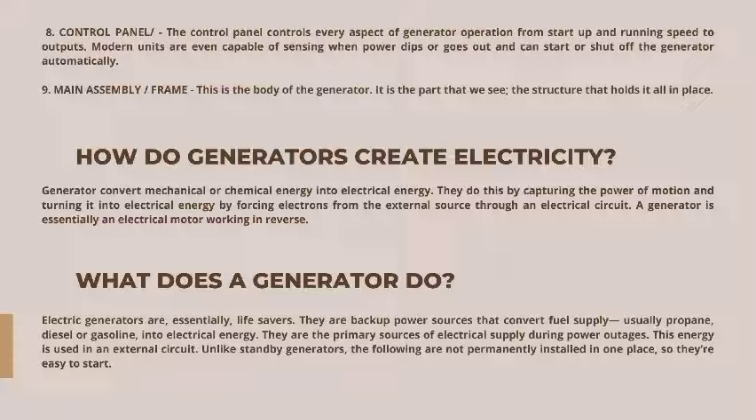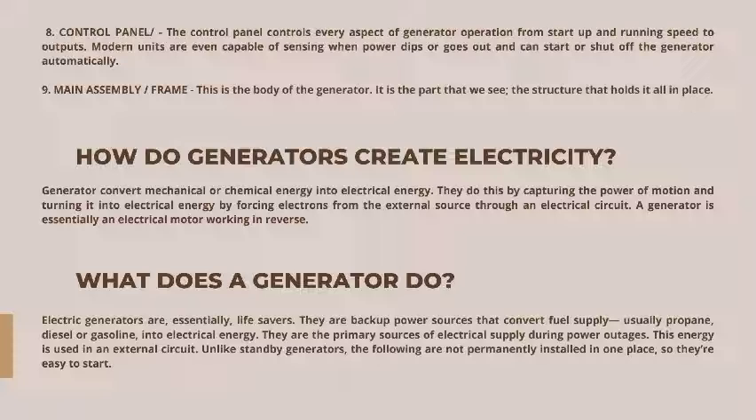How do generators create electricity? Generators convert mechanical or chemical energy into electrical energy. They do this by capturing the power of motion and turning it into electrical energy by forcing electrons from the external source through an electrical circuit. A generator is essentially an electrical motor working in reverse.